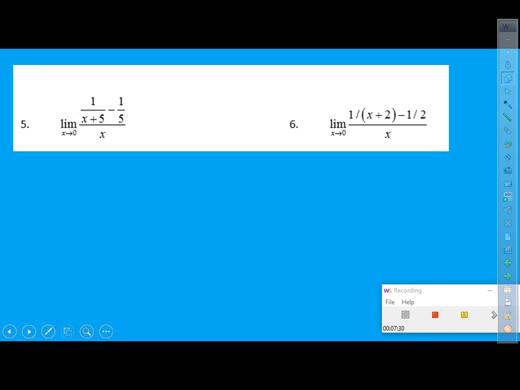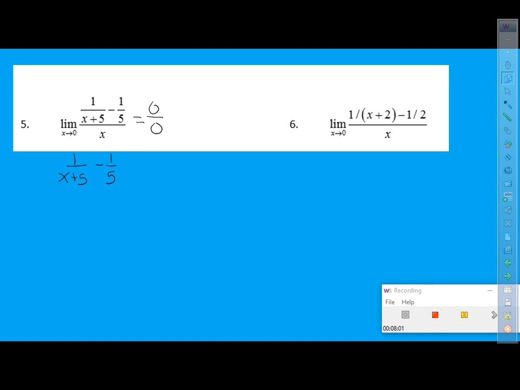Here comes my number 5. Notice, guys, if you plug in 0, I'm going to get 1/5 minus 1/5, which is going to be 0 over 0. Once again, telling me there is a limit. We just got to go get it. Here's how we're going to attack fractions. I would like for you to ignore this divided by x. Ignore it for just a minute. Let's focus on 1 over x plus 5 minus 1/5. Focus on that for just 1 minute.